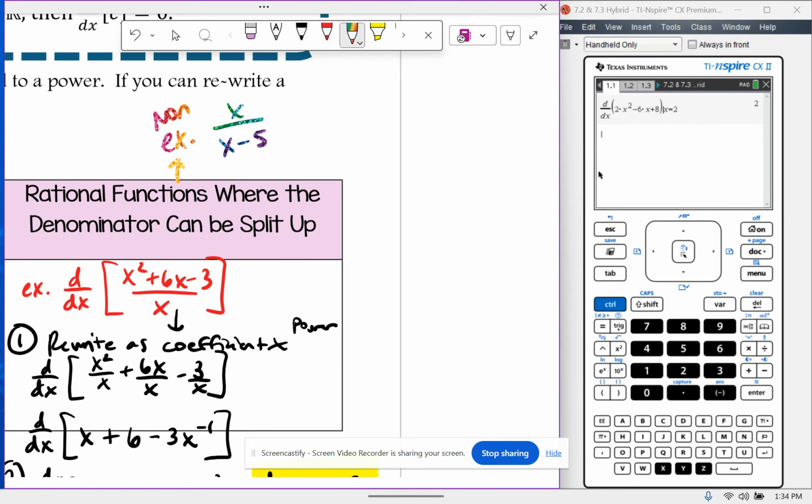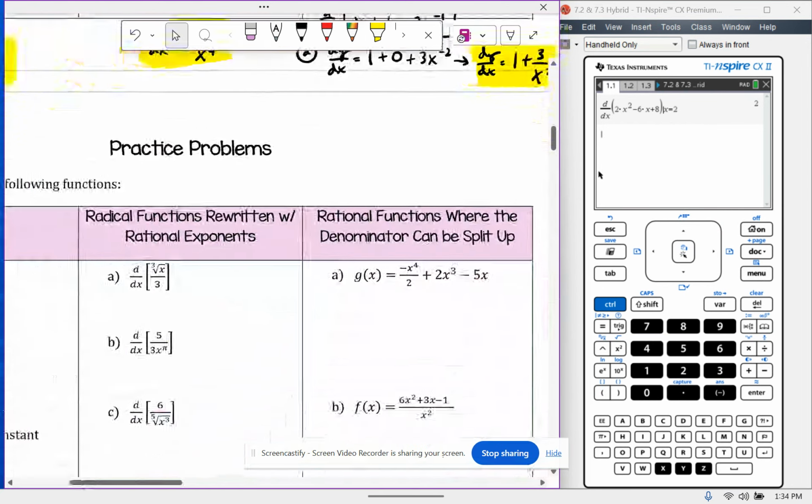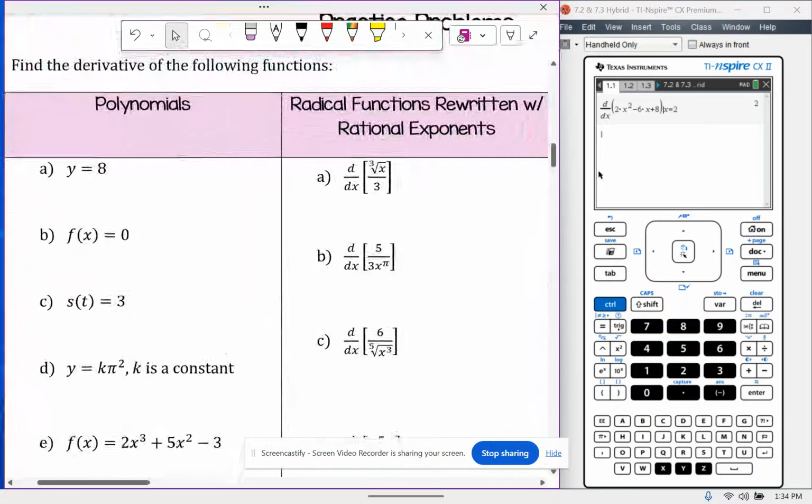No, right? You need to have a bunch of things in the numerator over one common denominator. That's the only way you can decompose it. Yeah? Okay. Let's go to some practice problems, okay?